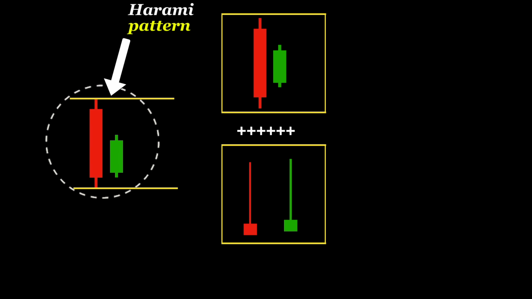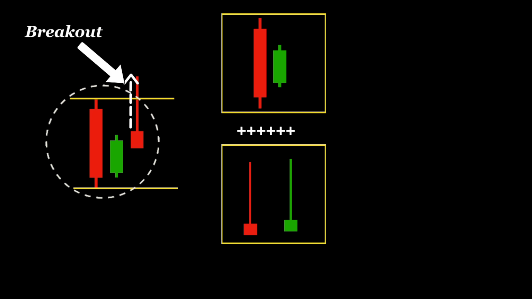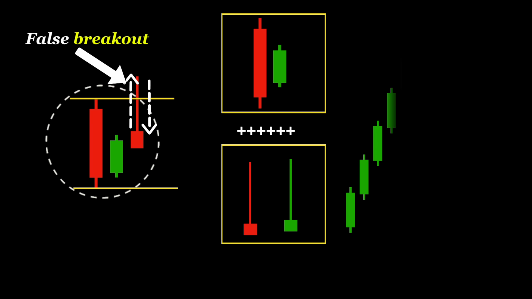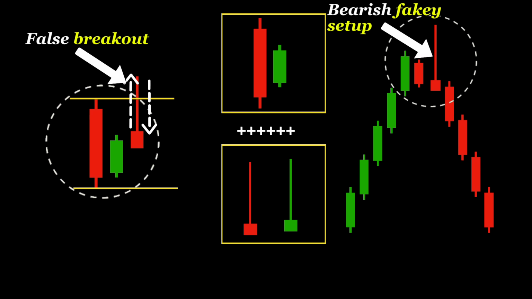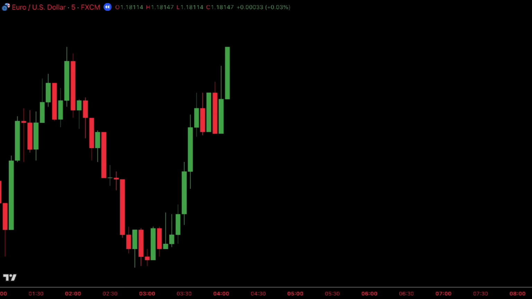Now something interesting happens. A new candle forms and breaks above the upper boundary of the harami range. At first, this looks like a continuation signal, suggesting that the market may continue moving upward. But before the trading session ends, the candle moves back down and closes inside the harami range again. This is what we call a false breakout. And when this false breakout forms with a Nagaraboshi shape, it creates a bearish fakey setup, which is a bearish reversal pattern. Now look at this chart example.